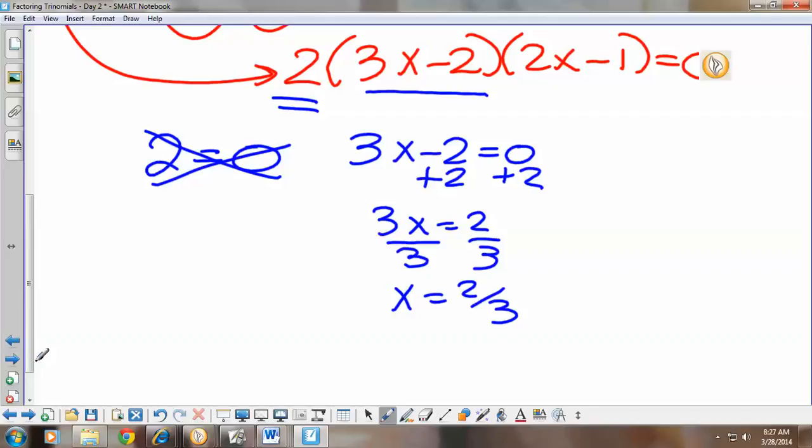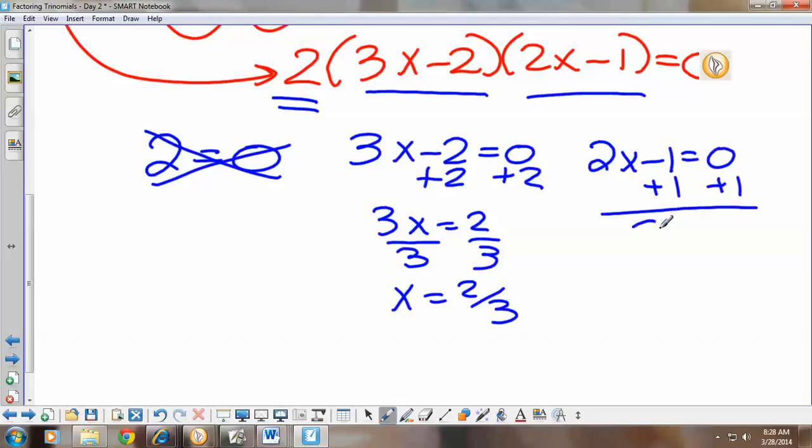There's nothing wrong with that. Our third factor is 2x minus 1 equals 0. We can add 1 to both sides. And then divide by 2. X is equal to 1/2.